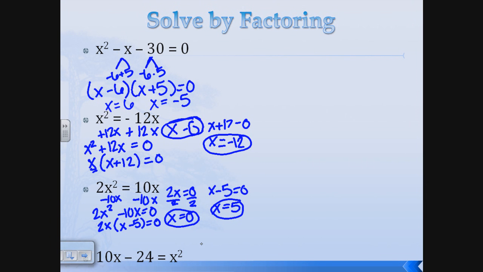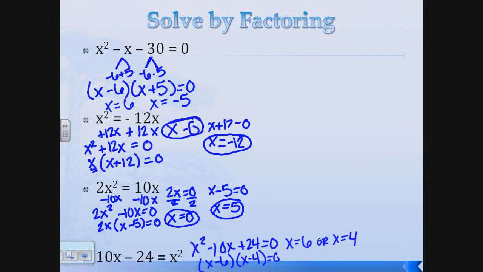So on this one, you should move things around so that it becomes x squared minus 10x plus 24 equals 0. Never move your x squared term. You always want it to stay positive. So then factors of 24 that make negative 10 is x minus 6 and x minus 4. So that your answers are x equals 6 or x equals 4.